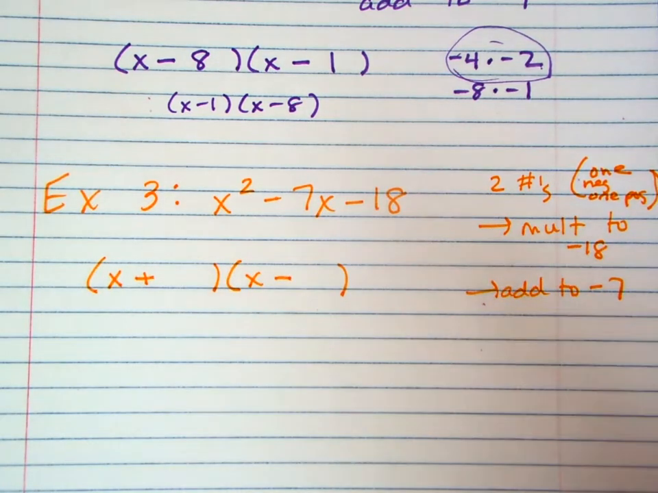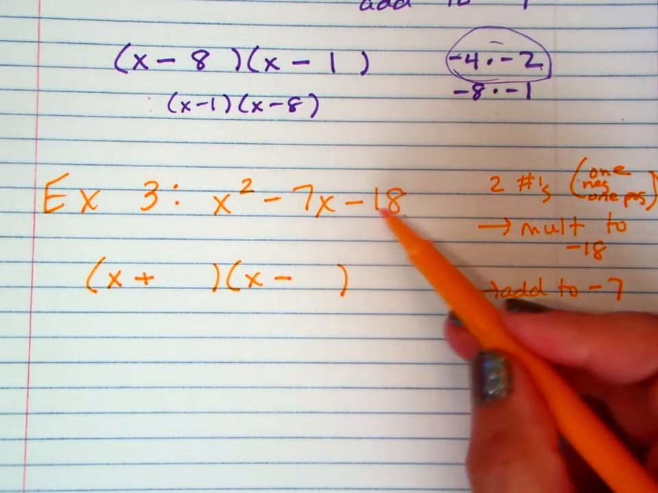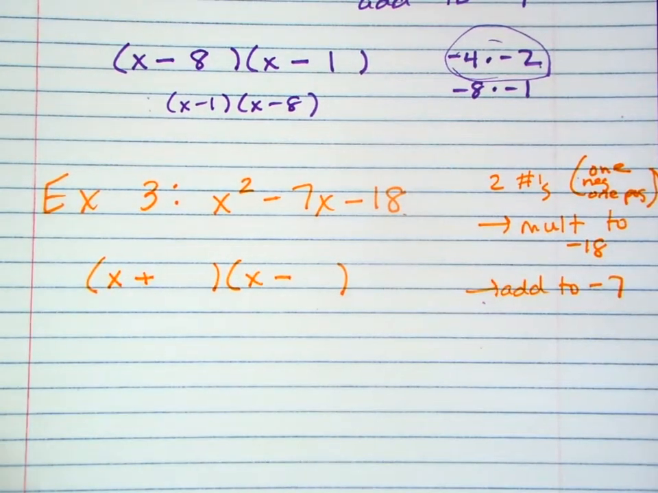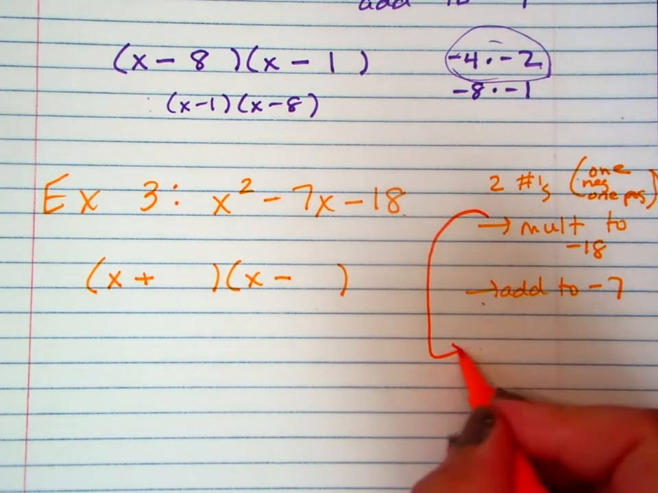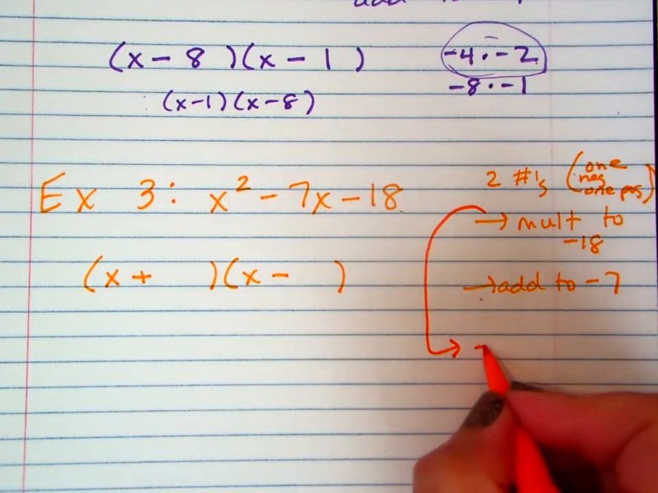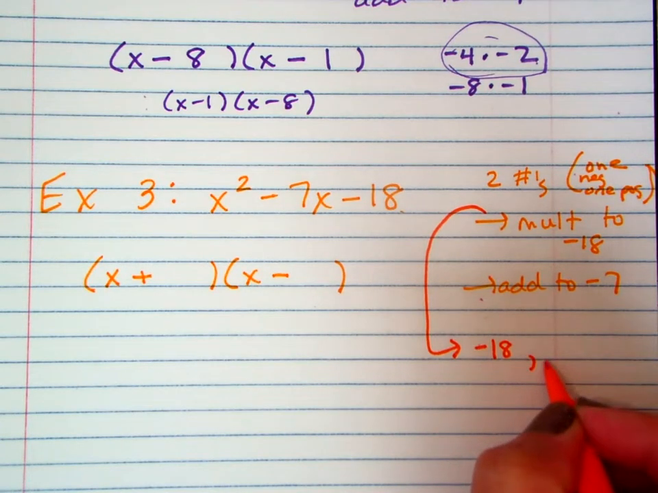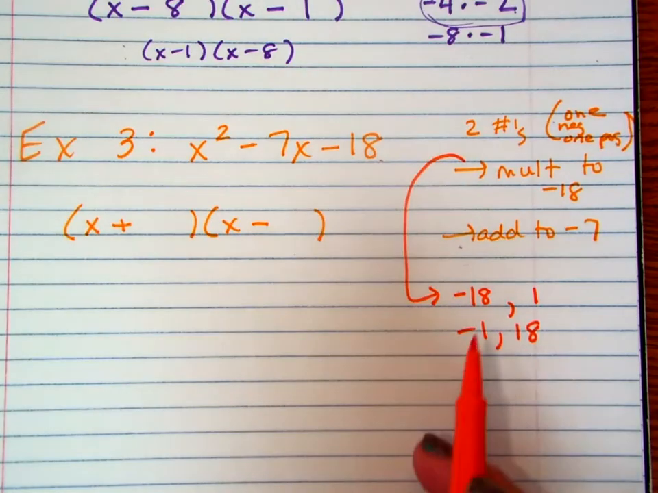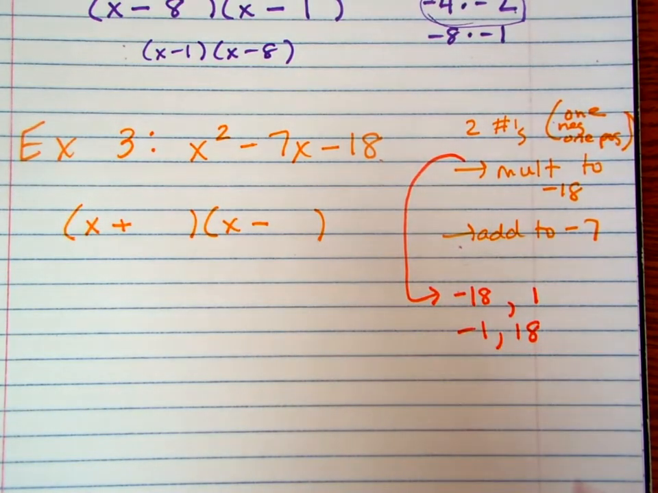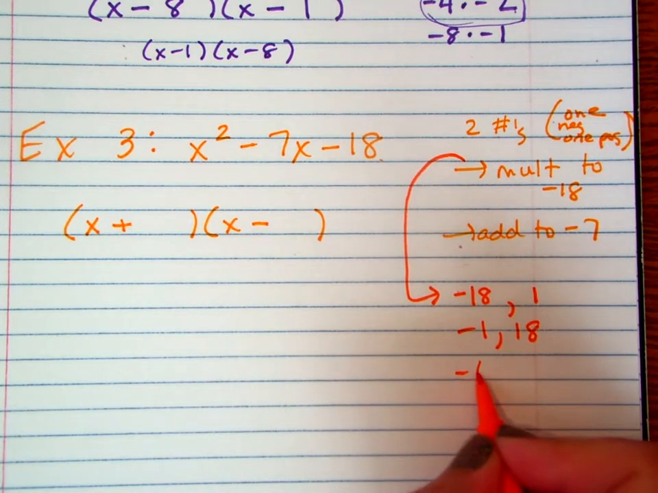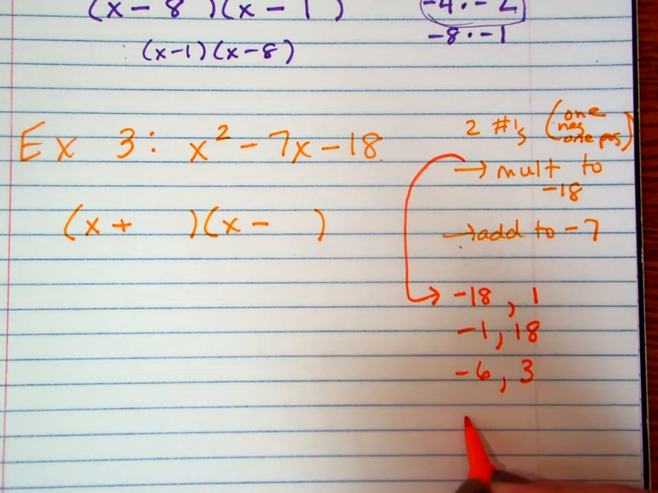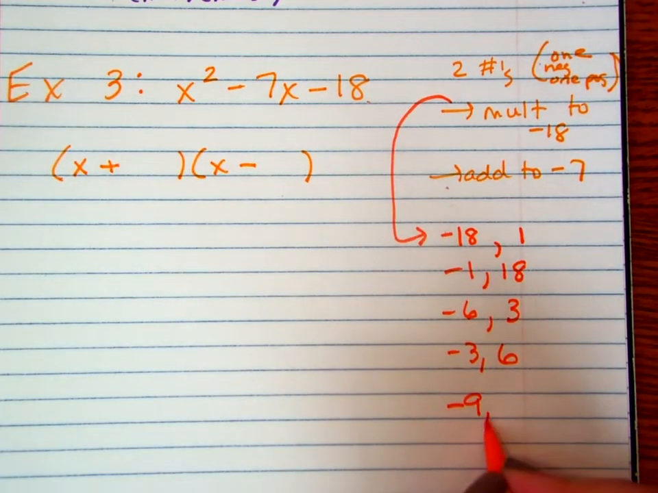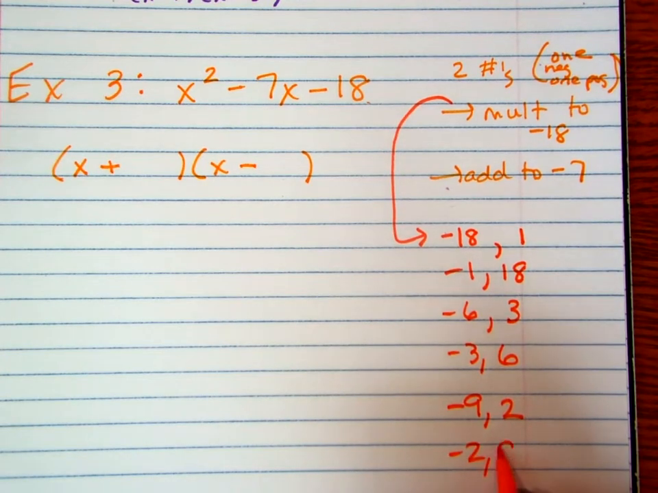Okay, now I'm going to think of all of the numbers that will multiply to a negative 18. So if I just draw my list here, multiplying to a negative 18. Well, of course, there's negative 18 and positive 1. Or there's negative 1 and positive 18. So I can reverse that. Both of those multiply to negative 18. I could also do negative 6 and positive 3. Or negative 3 and positive 6. And I also could do negative 9 and positive 2. Or negative 2 and positive 9.